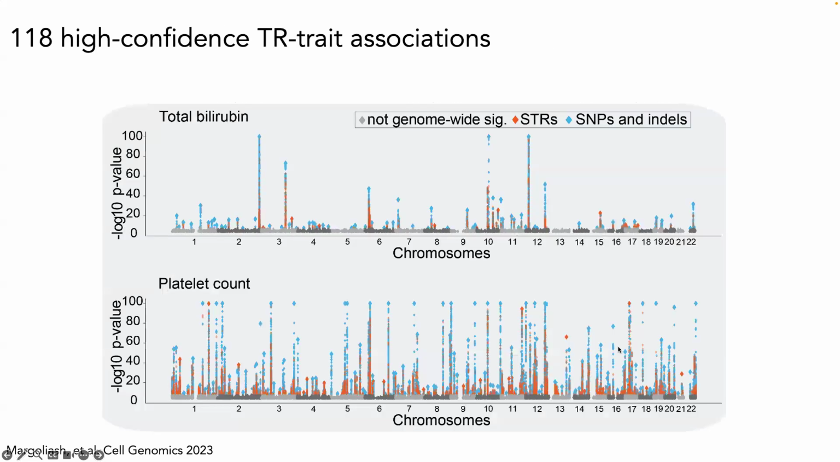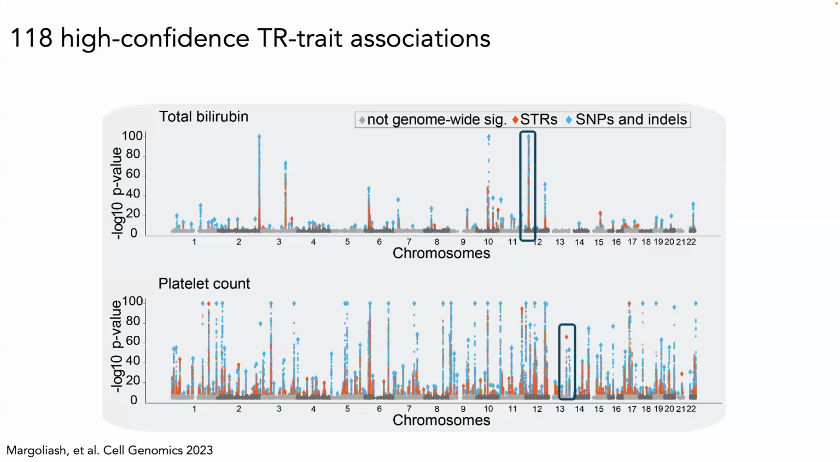Here are example Manhattan plots for just 2 of those traits that we looked at. This is overlaying the signal of the SNPs and indels in blue with the STRs in orange. One thing we found immediately was that most of the time, the SNPs and the STRs are pointing to the same places in the genome. They are mostly in pretty high LD. We can impute most of the STRs from SNPs, so we don't find a whole bunch of new signals.